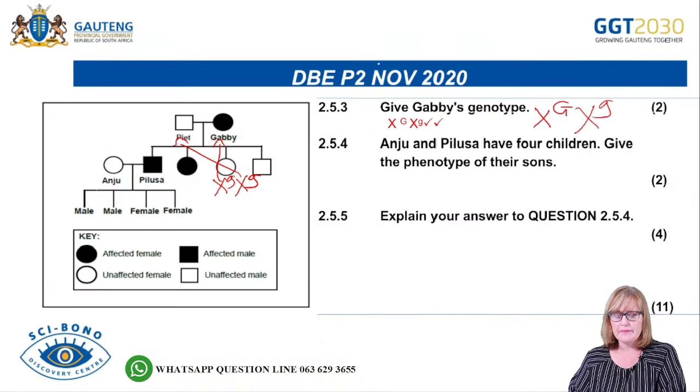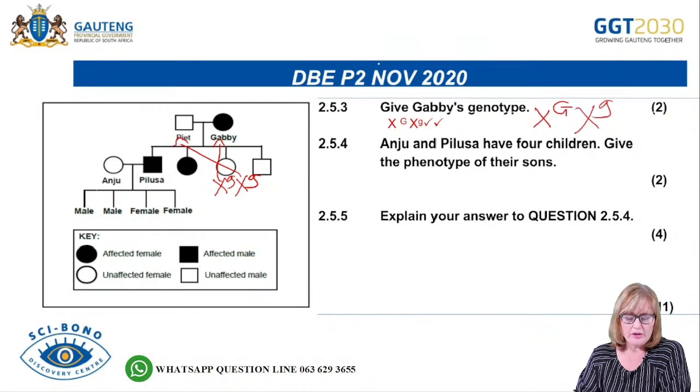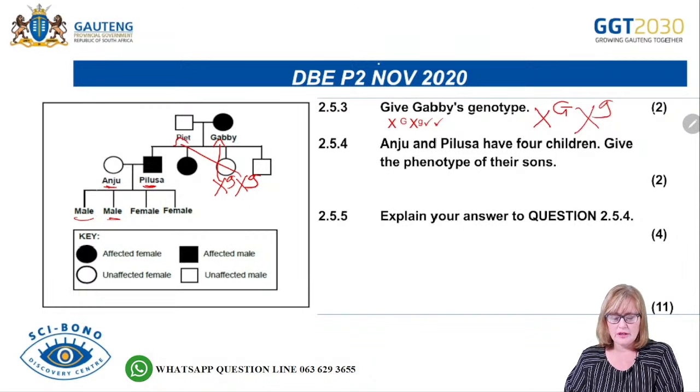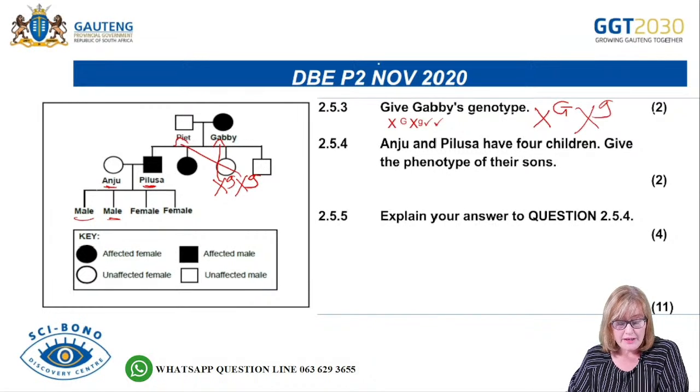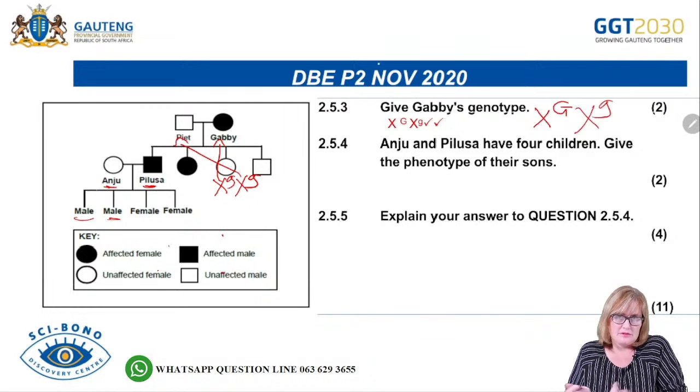Okay. Anu and Pelusa have 4 children. Give the phenotypes of their son. I just want you to have a look at the sons. Where's Anu and Pelusa? They are here. There's Anu and Pelusa, and they have 2 sons there. Now you have to go and think, what are the phenotypes? What is phenotype? It's the physical appearance, right? So they were clever here. They didn't give you the key. Now you can't use the key because it's just written in words. Now you have to go and figure out what will be the phenotype of them. Right, so must I go on, or do you want some time to think about it? Maybe I will give you a minute. Take a minute for that one.